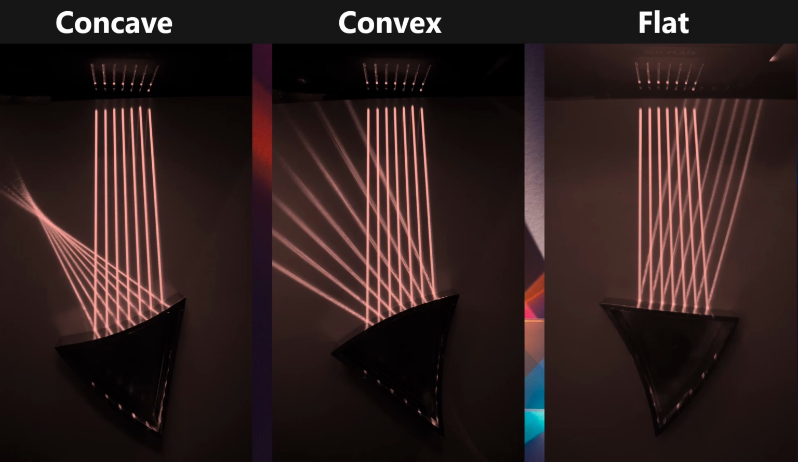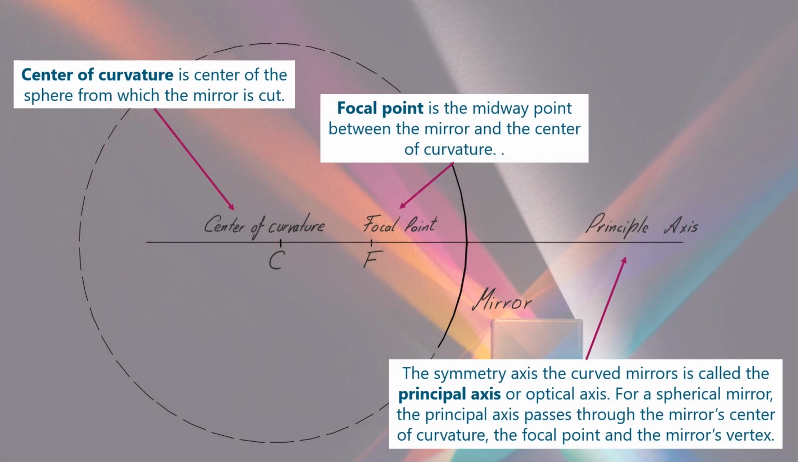These are a few terms related to spherical mirrors. The center of curvature is the center of the sphere from which the mirror is cut. The focal point is the midway point between the mirror and the center of curvature. The principal axis is just a straight line that connects all of them.